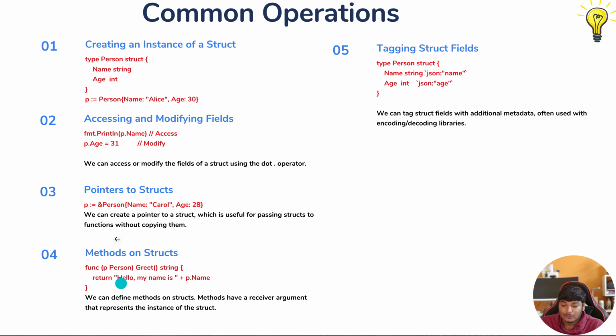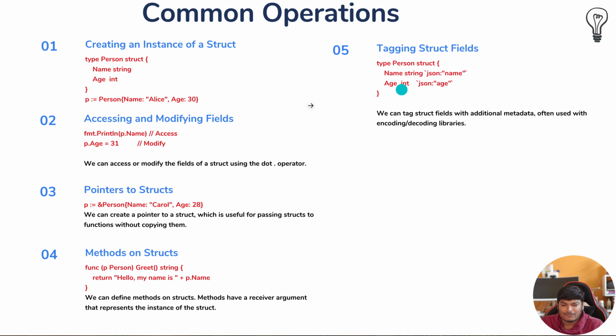Is string. So here return hello, then my name is, then plus p dot name, because in the p we have the struct variable fields, right? So p dot name. Now the fifth one is tagging the struct field is very important.